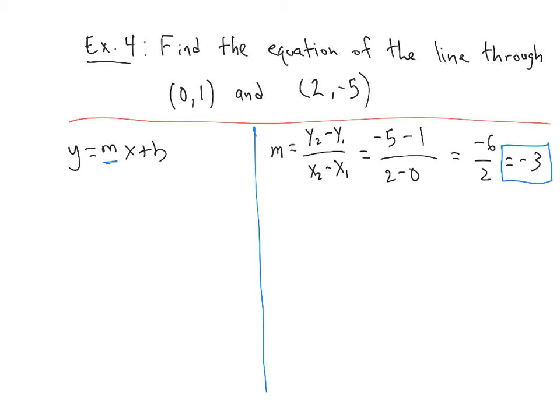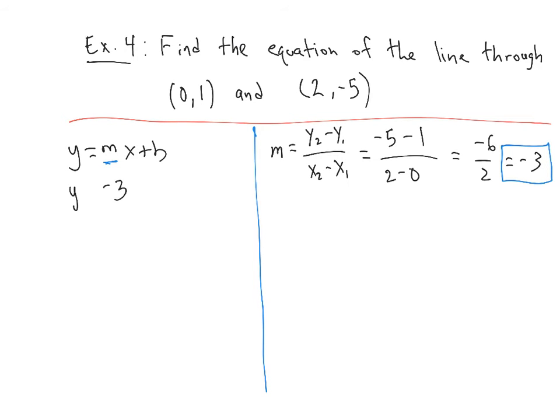Plugged in y2 minus y1, which makes -5, subtract 1, which makes -6 on the top. And then x2 minus x1 makes 2, subtract 0, which is 2 in the bottom. -6 divided by 2 makes -3, which is our slope here. So I can go ahead and plug in -3 for m there.